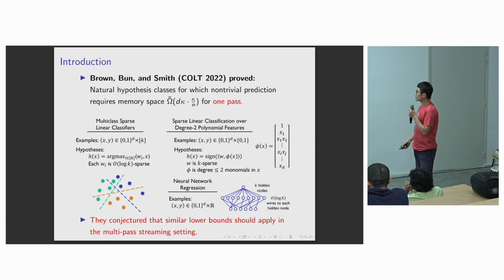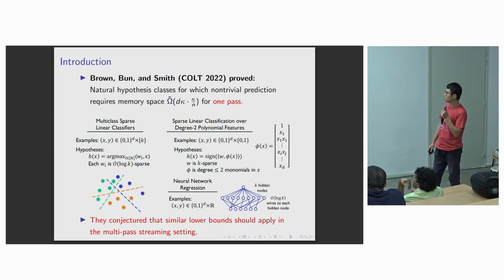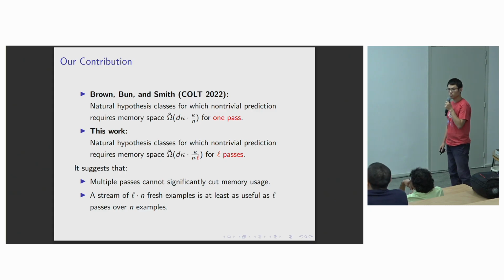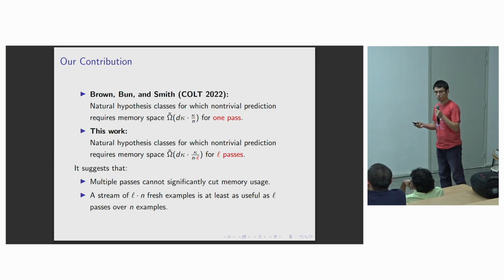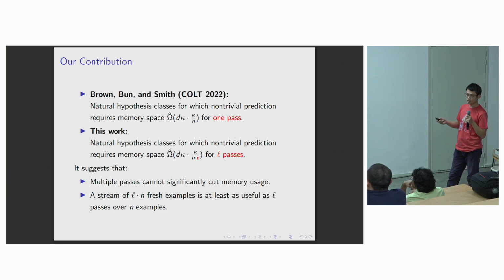They further conjectured that a similar lower bound also holds in the multi-pass setting. The main contribution of this work is that we prove this conjecture. Specifically, we prove that if L passes are allowed, then the lower bounds can be divided by a factor of L. Our result implies, first, that if we allow multiple passes, then the space complexity cannot be significantly cut. The second implication is that a stream of L times n fresh examples is at least as useful as L passes over n examples.